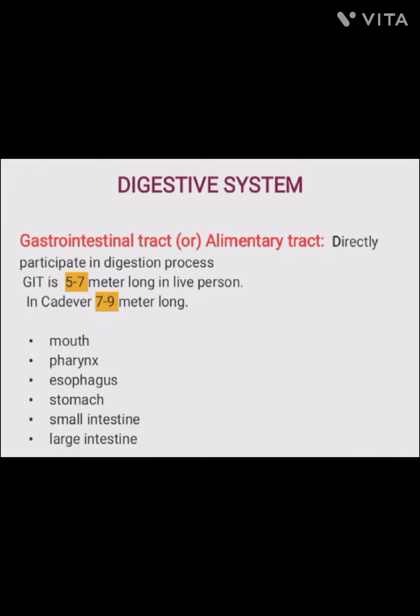Today we are discussing some important points regarding the digestive system along with some MCQs.